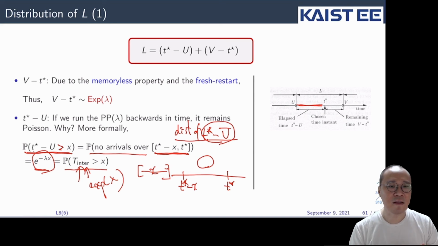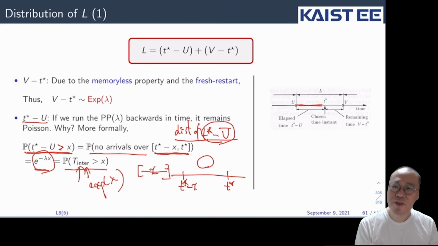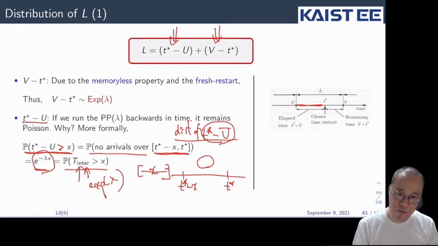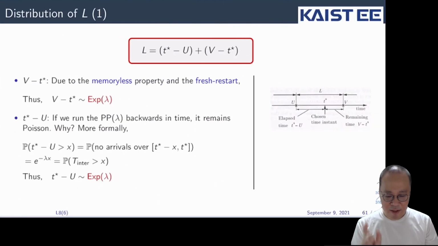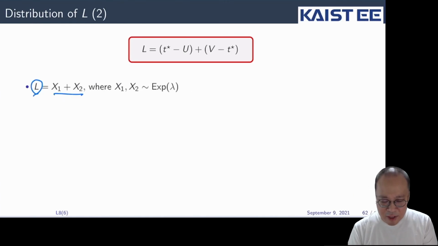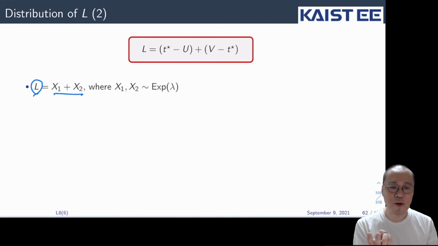And that is a mathematical verification that looking backward, the Poisson process is also a Poisson process. But anyway, the conclusion is that t star minus u is also an exponential random variable. So this one is an exponential random variable with lambda, and this one is an exponential random variable with lambda. That's why we can conclude that L is the summation of two exponential random variables with lambda, not just one exponential random variable.